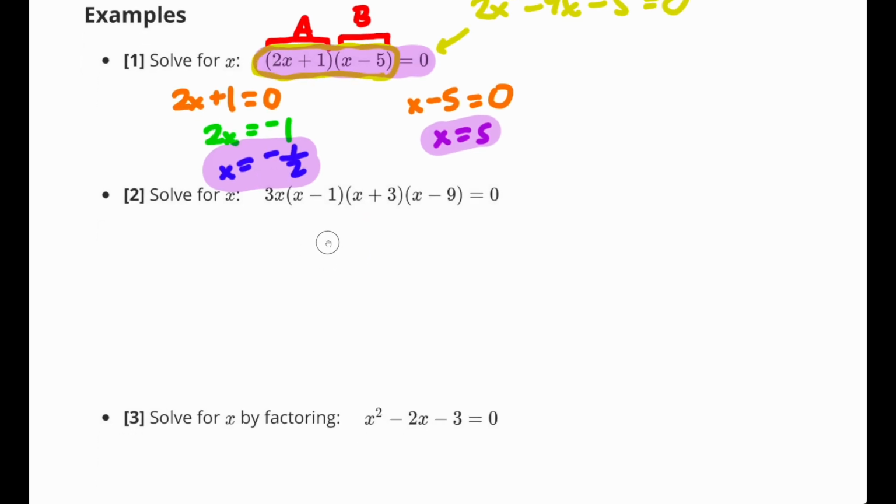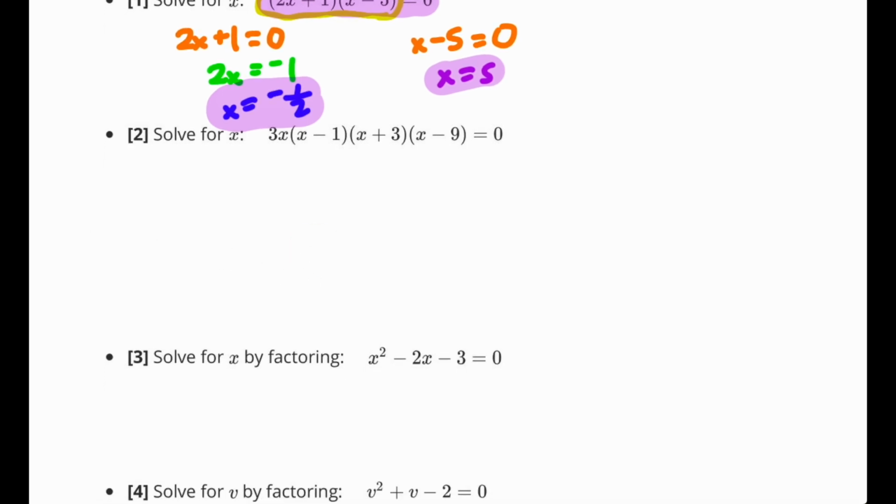The next one here, same kind of thing, only there's multiple factors, but the zero product property still applies. It just applies for every single factor. So we have a factor here, here, and here. So we're going to set each of those equal to 0.